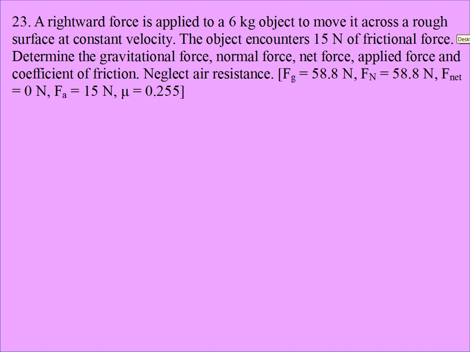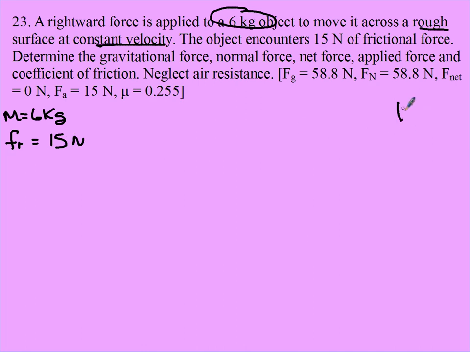All right, 23. I have a rightward force that's applied to a 6 kilogram object. Okay, so I've got the mass. It moves across a rough surface. Rough means there's going to be friction. Constant velocity. The object encounters 15 newtons of frictional force. Find everything. Let's first do this one by starting with our givens. M is 6 kilograms. Friction is 15 newtons.